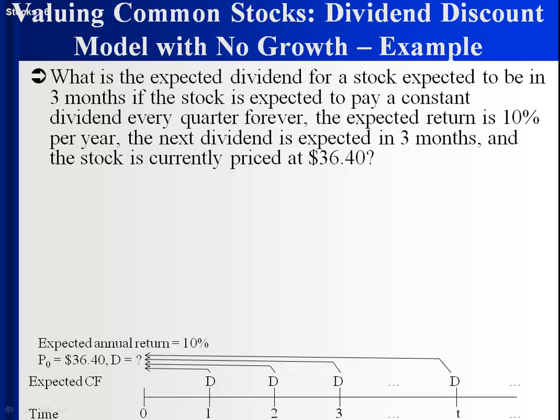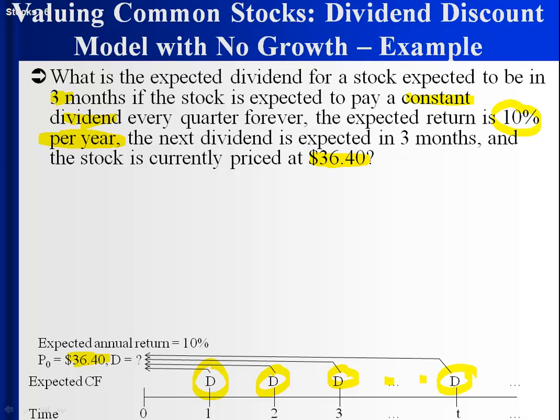Here we have a situation where we want to know what the dividend is expected to be in 3 months. The stock pays a constant dividend, so we know that whatever we find in 3 months will be the same for all these quarters. The expected return is 10% per year. Again, we're looking at quarterly dividends, so that means 2.5% per quarter. The next dividend is in 3 months, and the stock is currently priced at $36.40. So basically, we want to know what D is such that D over 1.025 plus D over 1.025 squared plus D over 1.025 to the third, forever and ever and ever, is equal to 36.40.